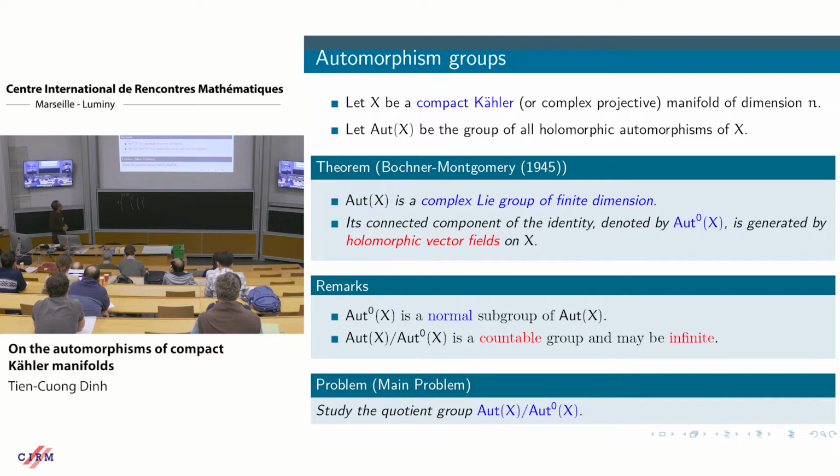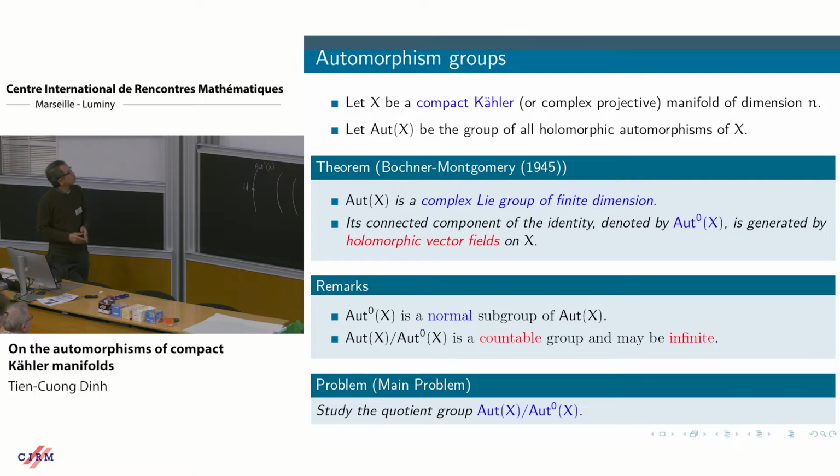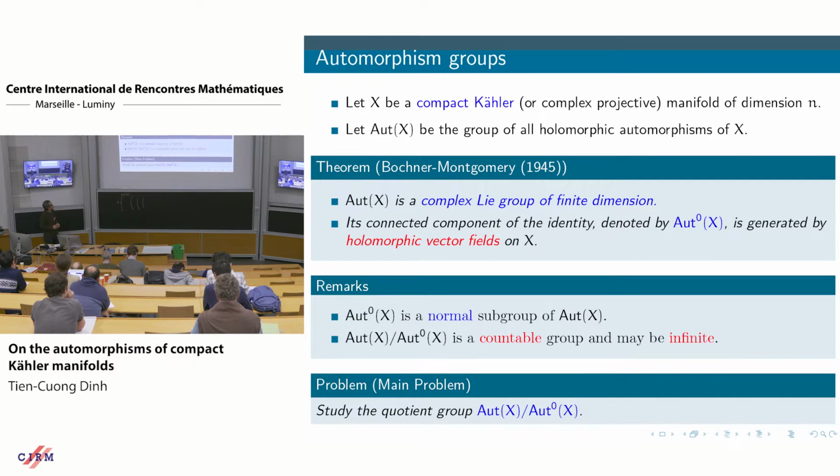The group Aut_0 is generated by holomorphic vector fields on X, and our main problem here is to study the quotient, Aut(X) over Aut_0(X). So this is the topic of our discussion.